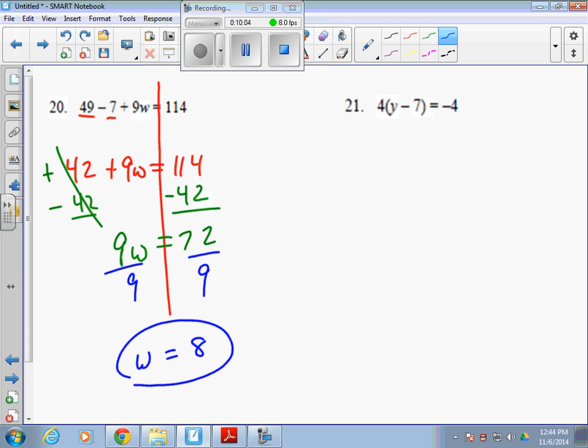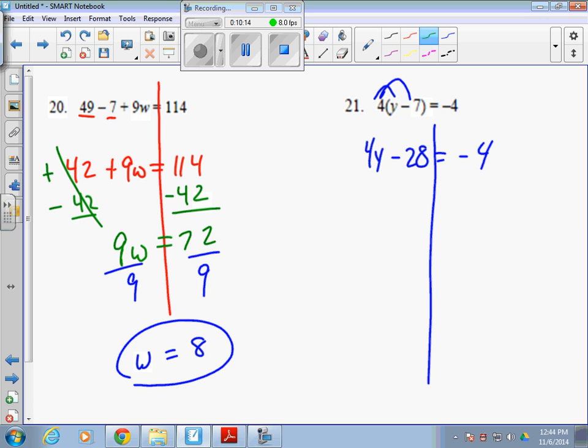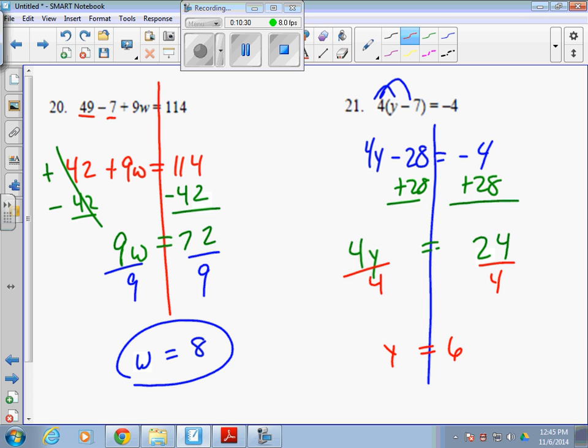You have to distribute for 21. 4 times y is 4y. 4 times negative 7 is negative 28. Then simplify it by undoing the minus 28 by adding it. If you do it there, do it here. Negative 4 plus 28, you got to subtract them. You get 24. Keep the bigger sign, positive. 4y equals 24. Undo that by dividing by 4. Do it here. Y equals 6.